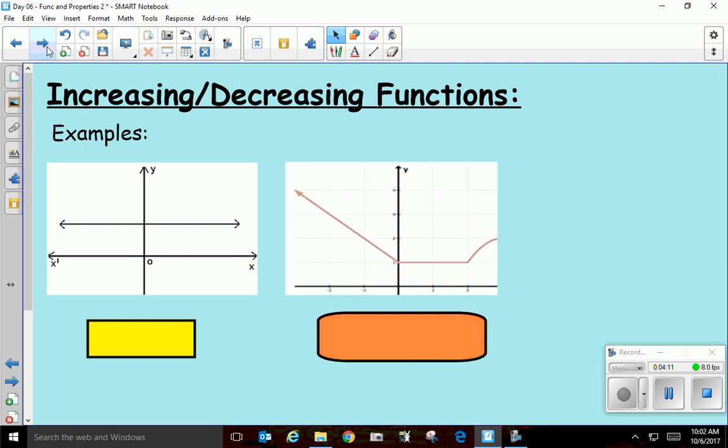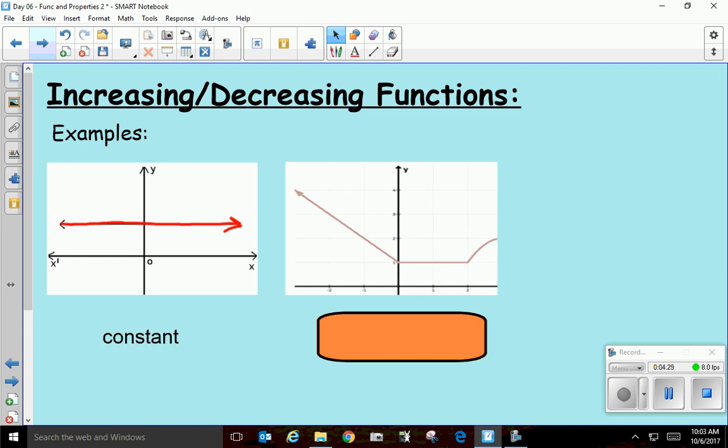Well, let's take a look at the next two graphs. This one, actually, as I move to the right, has no change. It doesn't go up or down. That's the one we call a constant.